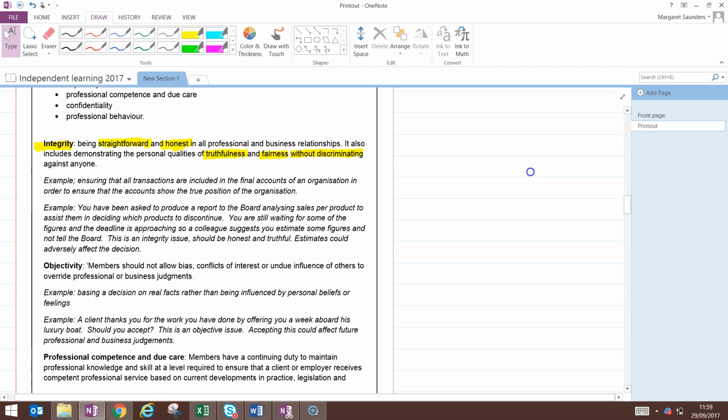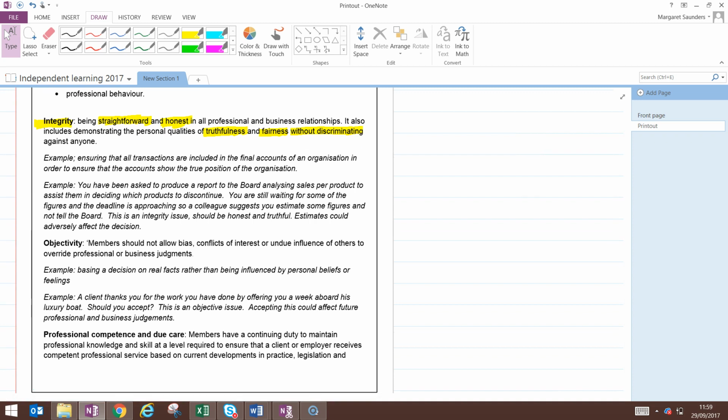You need to demonstrate qualities of truthfulness and fairness, and without discrimination. So we have an example of acting with integrity. You've been asked to produce a report. You're still waiting for some of the figures, the deadline's approaching, a colleague suggests you just estimate some figures and don't tell anybody. Right? It's an integrity issue. You're not being honest or truthful if you do that.